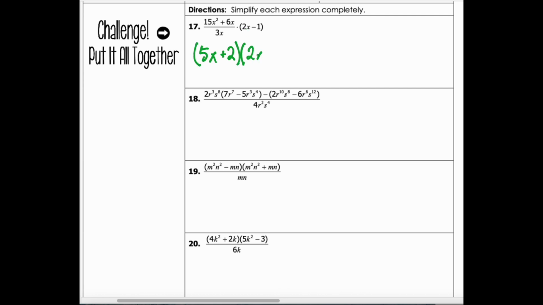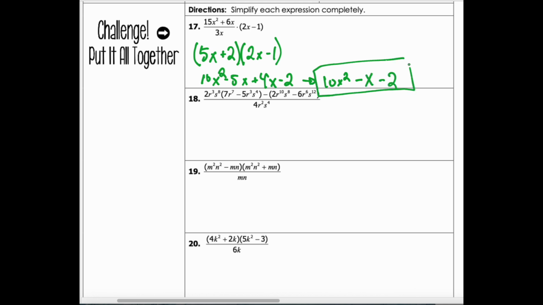Now we can bring down this binomial and use our FOIL method. 5x times 2x is going to be 10x squared. 5x times -1 is -5x. 2 times 2x is 4x. And then 2 times -1 is -2. Now let's combine our like terms. So we have 10x squared. Then we combine -5x and 4x, which is just -x, and then -2. So here's our final answer.